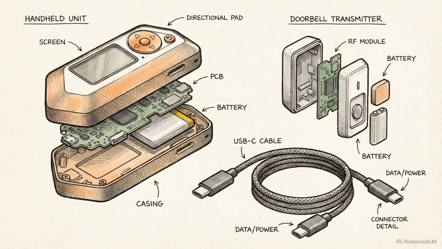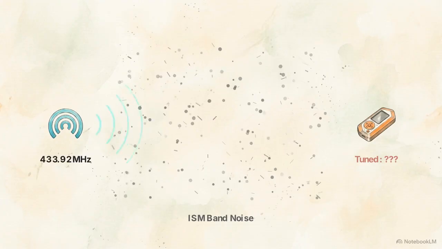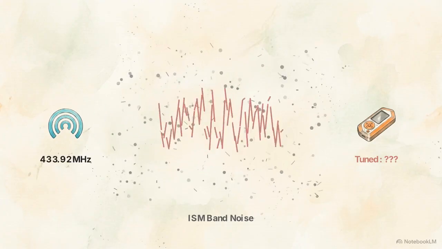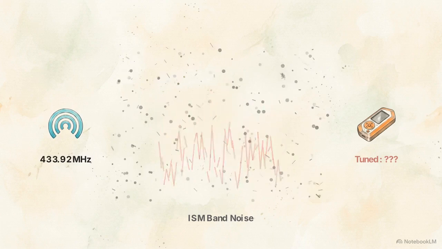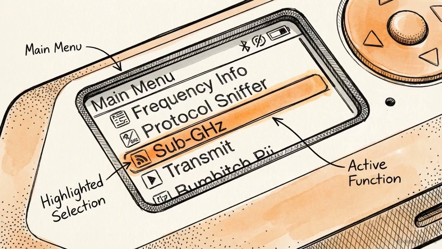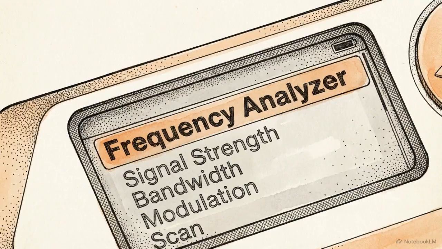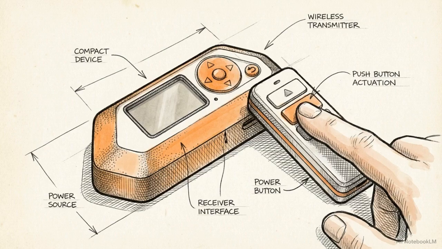Before we can record anything, we have to find the exact frequency the remote uses. If you skip this and guess the frequency, your device will only record environmental static. Grab your Flipper Zero, navigate to the sub-GHz menu, and open the Frequency Analyzer tool. Place your target remote directly next to the Flipper Zero and hold down the transmit button.